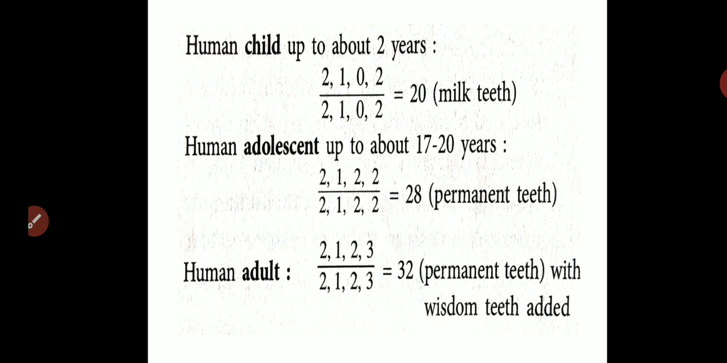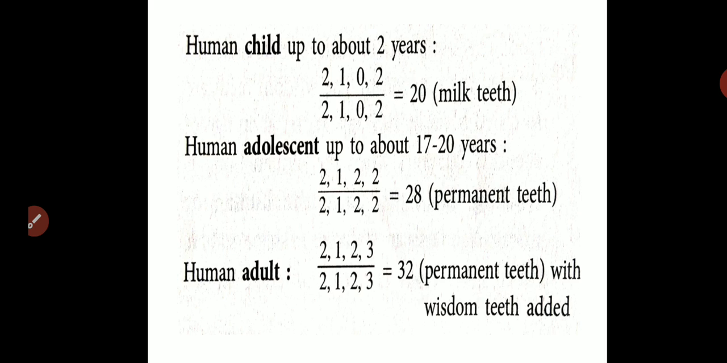So this is on one side of the jaw, and the other side is the same. In total in this table, 2 plus 2 is 4, plus 1 is 5, plus 1 is 6, plus 2 plus 2, that becomes 10. These 10 on the other half side make a total of 20 teeth.